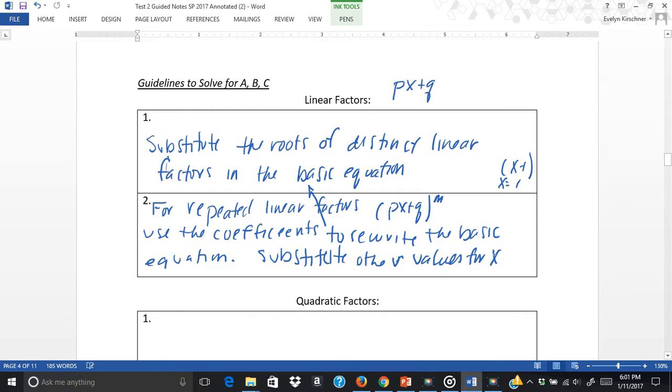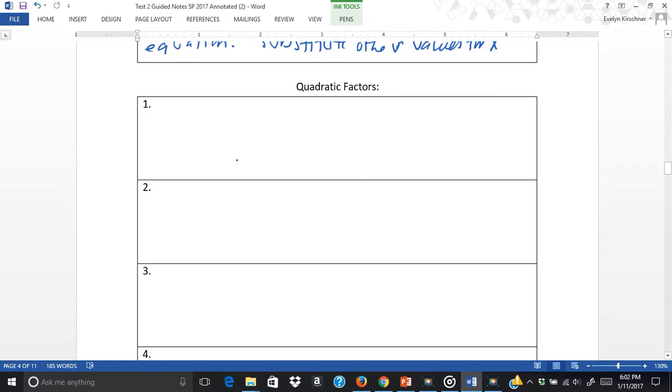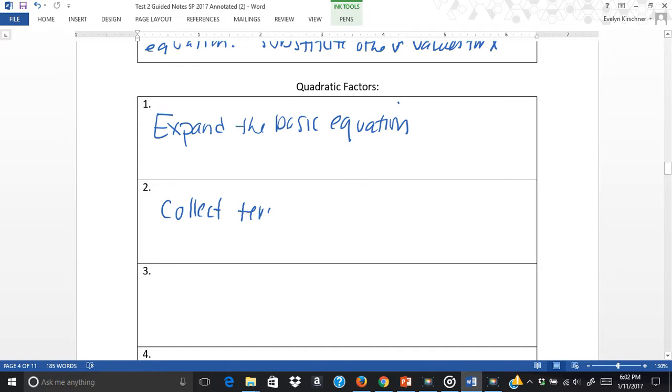Okay. Now for quadratic, we had to do a little bit more. It wasn't as straightforward. So the first thing we wanted to do is, remember, we wanted to expand the basic equation. We multiplied out and we found all our x squared terms and such. Then we collected our terms according to x. So I'd have my x squared terms and my x terms, maybe my x cubed terms, whatever it was, and I'd have the coefficients with those.